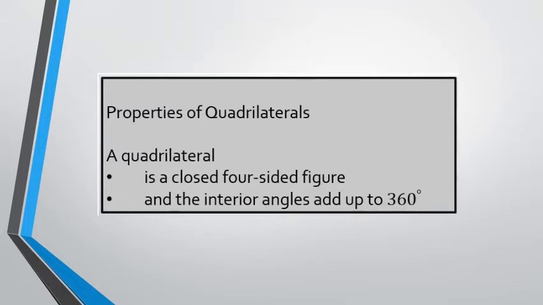So there are the two properties. It must be a closed figure with four sides, and the total interior angles add up to 360 degrees. Now you get many different kinds of quadrilaterals. Let's have a look at them now.